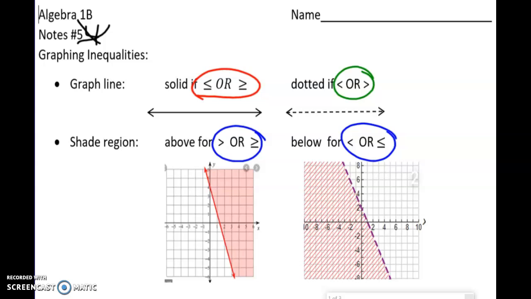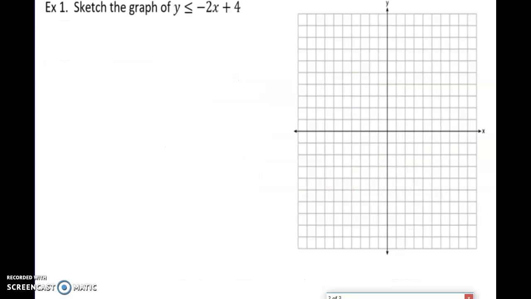And that can tend to be the trickiest thing for students. So we'll spend some time going over that. But I've only got two examples for you. So let's make sure we're paying attention because quality is better than quantity, especially when we're virtual learning. Okay? So here we go. We're asked to sketch the graph of y less than or equal to negative 2x plus 4.